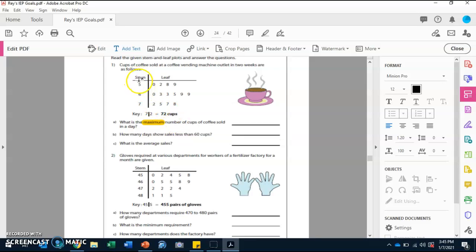So we would go to our stem leaf and we'll go to our last number. So it's a 7. And then we'll go to our leaves and look at our last number. And it's an 8. So if a 7 is in the stem leaf, on the stem side, and the 8 in the leaf, what is that? What number does that give us?